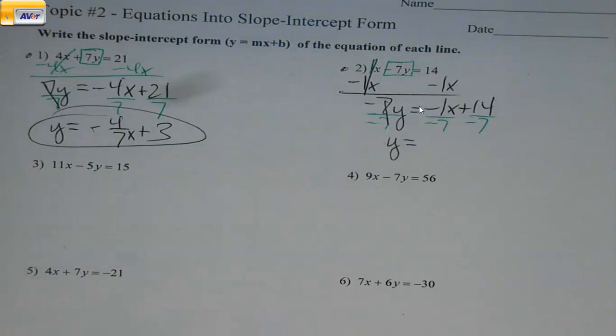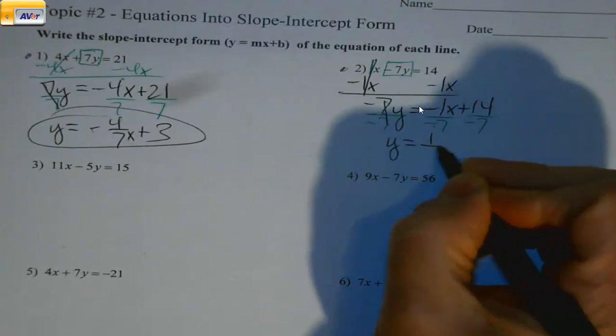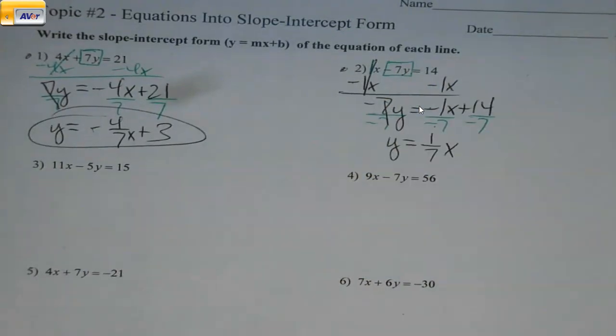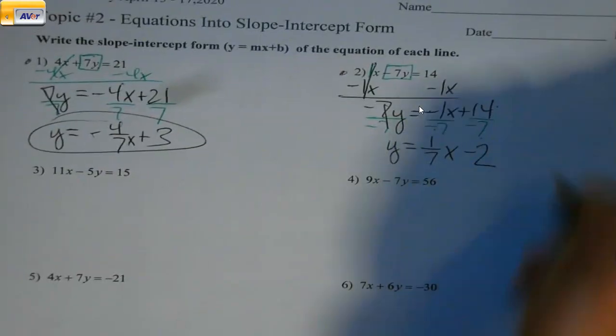My calculator to do 1 divided by 7, hit math, enter. It's not going to change, but negative divided by negative is positive. Okay? And 14 divided by -7, a positive divided by a negative is a negative.